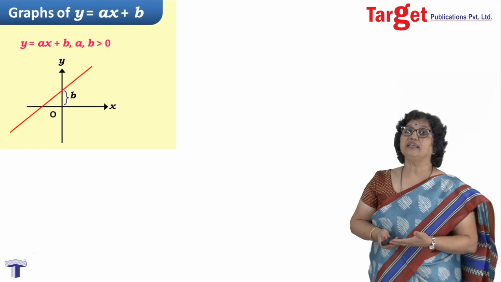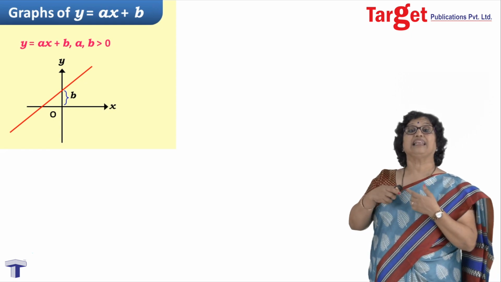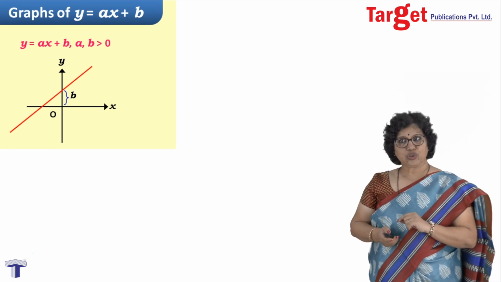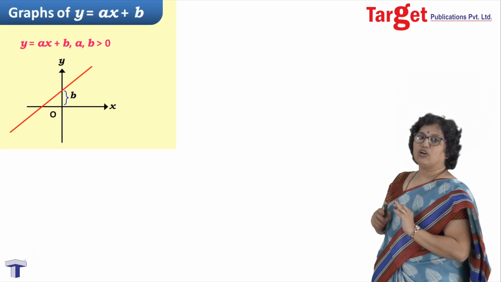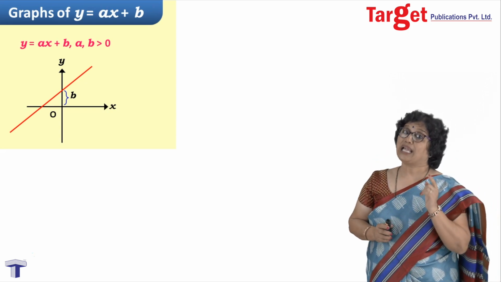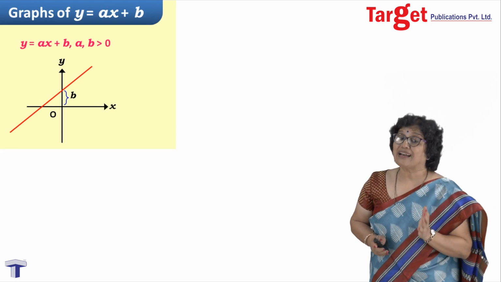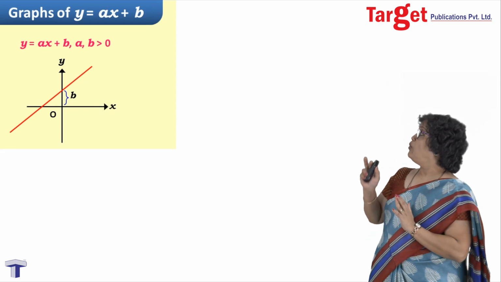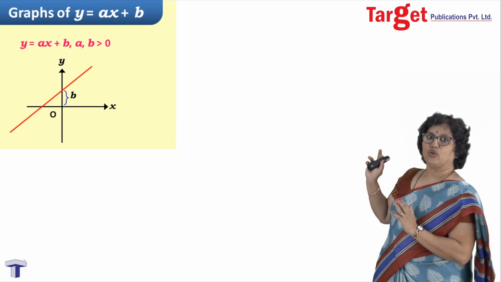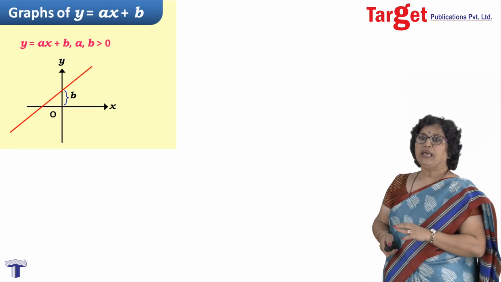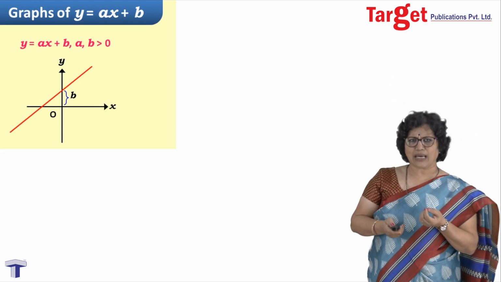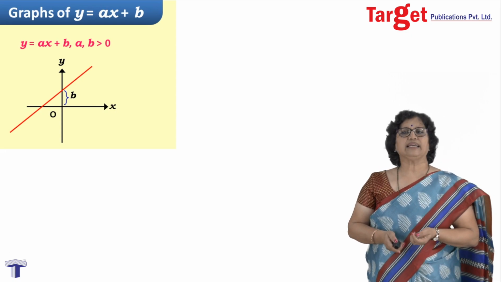So, here I have taken a greater than 0. Then the line would look like this. And also, if I substitute x equal to 0, then y would be b. So, the line passes through 0, comma b. I hope everybody understood that the line y equal to ax plus b, when a and b both are greater than 0, would look something like this. Now, we may change some conditions here and there.